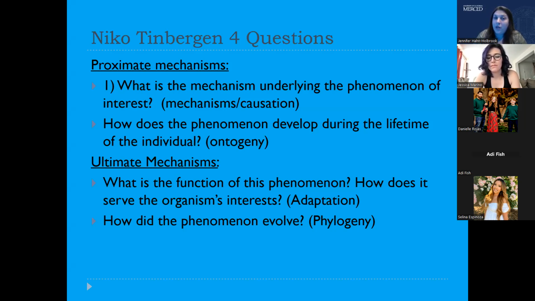All these questions can be thought of in terms of Niko Tinbergen, probably the most famous life history guy, who said we should ask these four questions about any phenomenon. Two of them involve the ultimate mechanisms, and two are the proximate mechanisms. Ultimate mechanisms are asking the broader question: why did it evolve in the first place? How did it become selected for? The proximate mechanism is how it actually leads to that change in the organism.